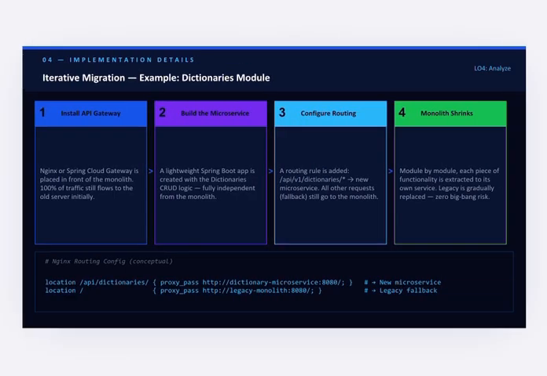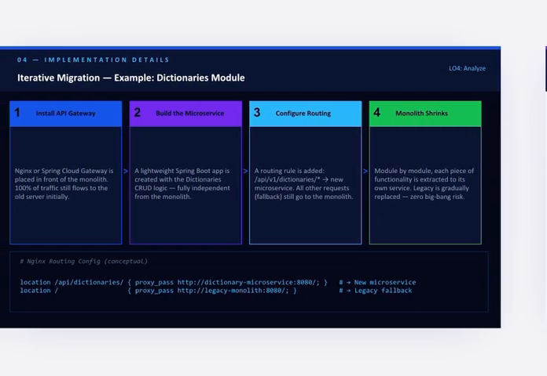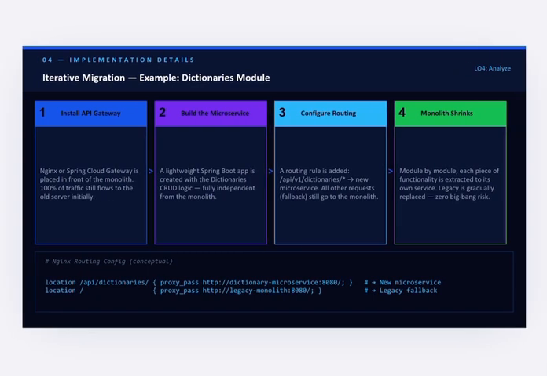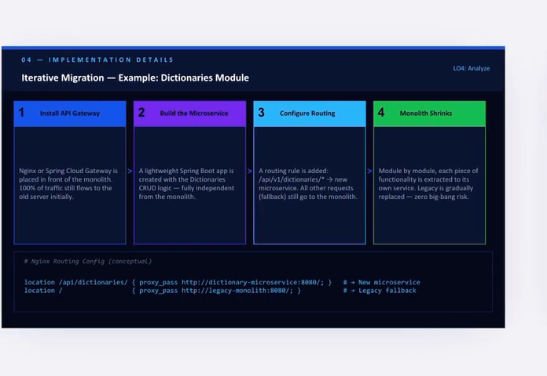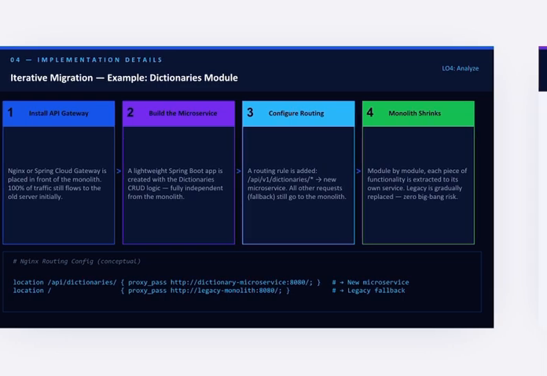The migration is performed step by step. Step 1, API gateway setup. All traffic is initially routed to the monolith. Step 2, a new microservice is created using Spring Boot for dictionary logic. And step 3, routing configuration.